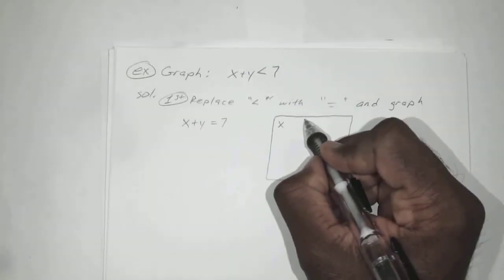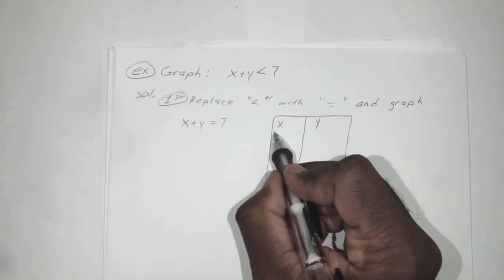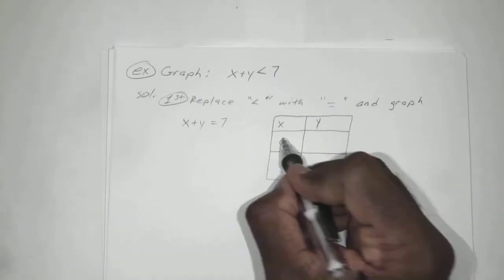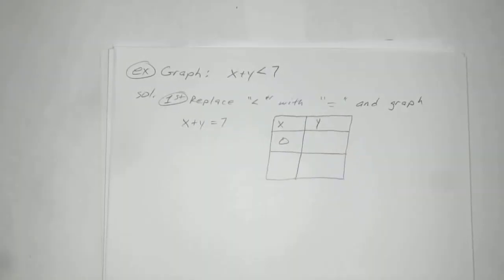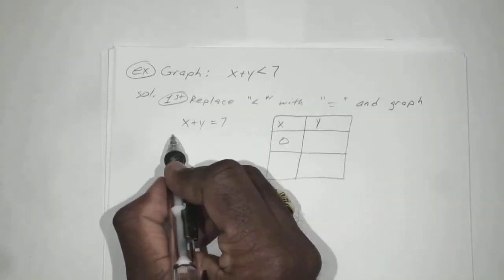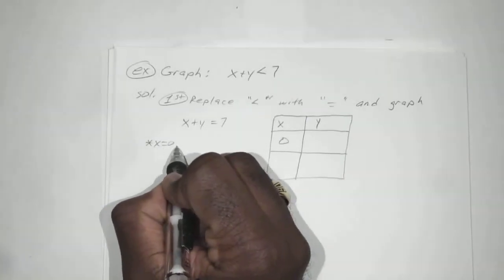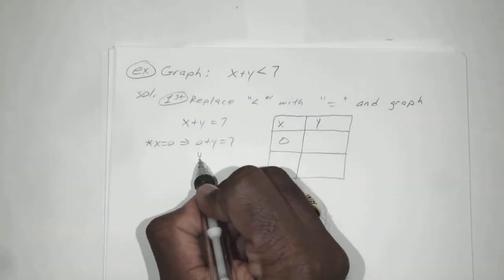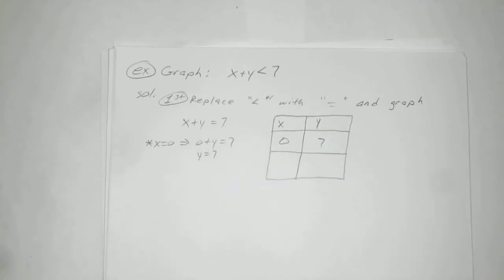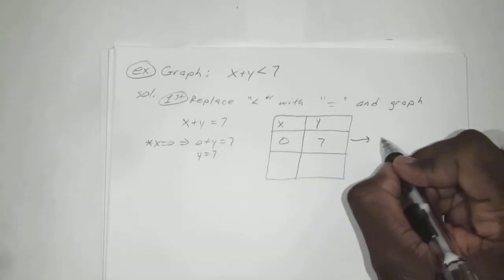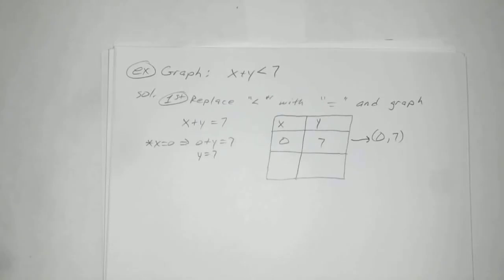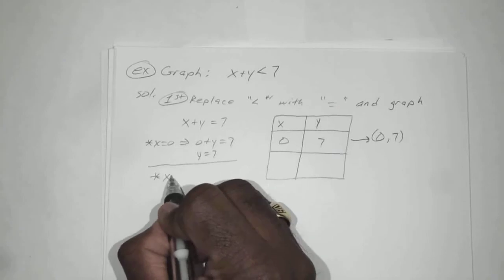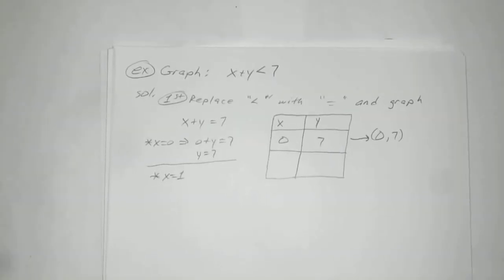Okay, so you have x, you have y. So let's say if we make x equal 0, that's usually pretty easy. When x is equal to 0, you end up with 0 plus y equals 7, or just y equals 7. Okay, so that gives you the ordered pair 0, 7. Okay, so let's say when x is equal to 1. Like I said, you can pick any value you want.